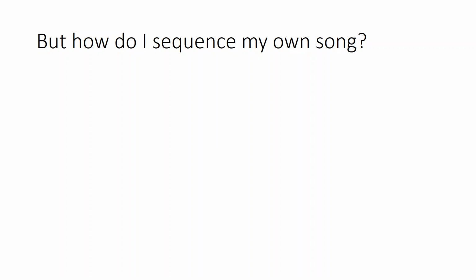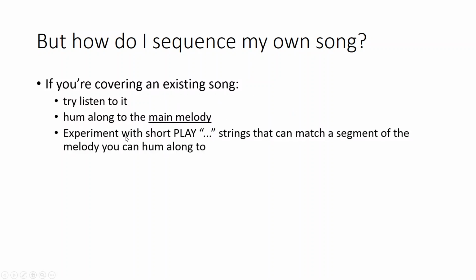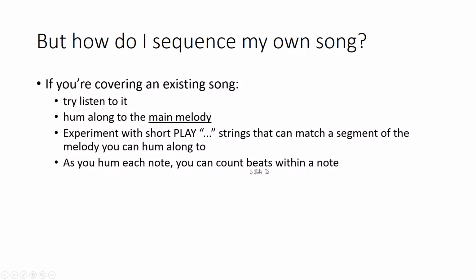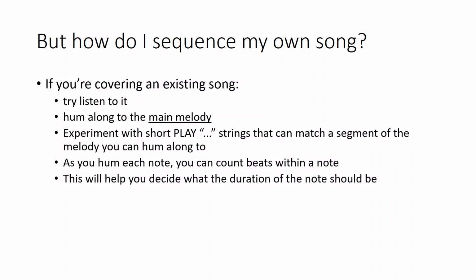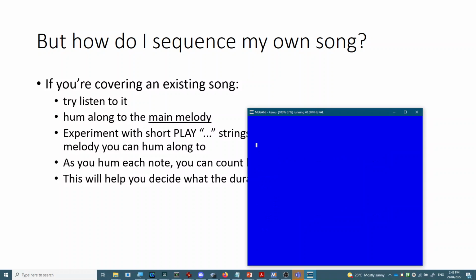How do I sequence my own song? You might be thinking, okay, that's all well and good, but what if I wanted to do something on my own? If you're covering an existing song, like maybe there's a song you like and you'd like to make a rendition of it, just listen to it repeatedly and try and hum along to the main melody part of it. Experiment with short play strings and try and match that segment you're humming along to. As you hum each note, you can count the beats within the note to get a measure of the duration you need. That'll help you decide which duration symbol to use. So maybe we could try and experiment with something like that now.